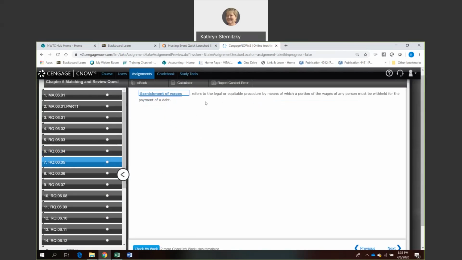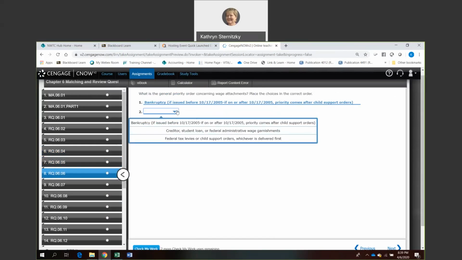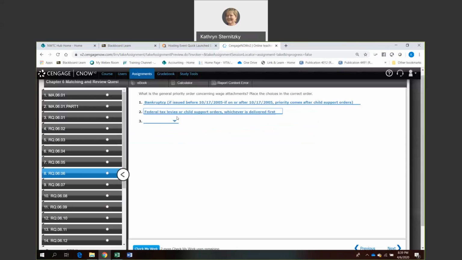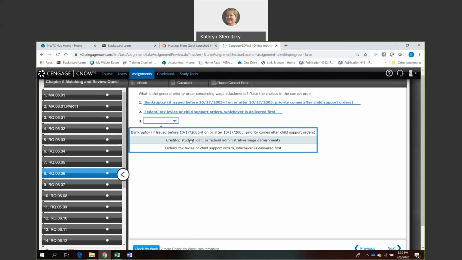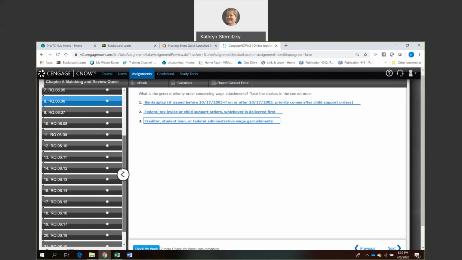Garnishment of wages refers to the legal or equitable procedure by the means of which a portion of the wages of any person must be withheld for payment of a debt. What is the order concerning wage attachments? If you go back to the slide on this, the first one is bankruptcy. The second one is federal tax levies or child support orders. And the third one is creditor, student loan, or federal administrative wage garnishments.